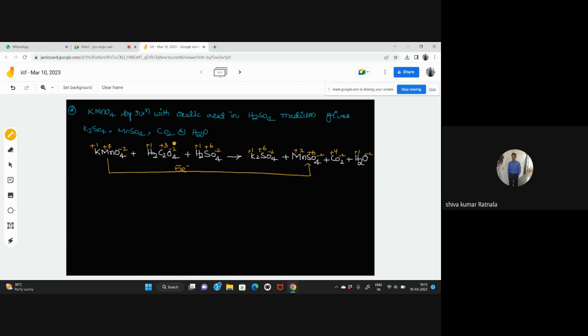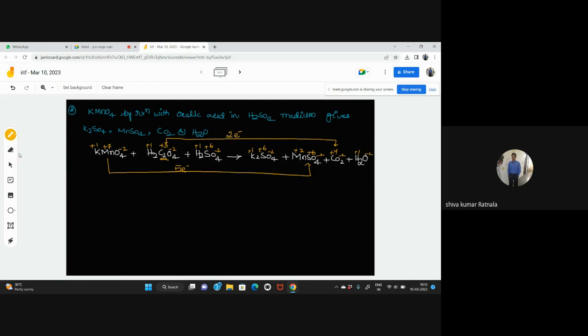5 electrons. For carbon, plus 3 to plus 4, 1 electron. But there are 2 carbon atoms, no? So 2 electrons.